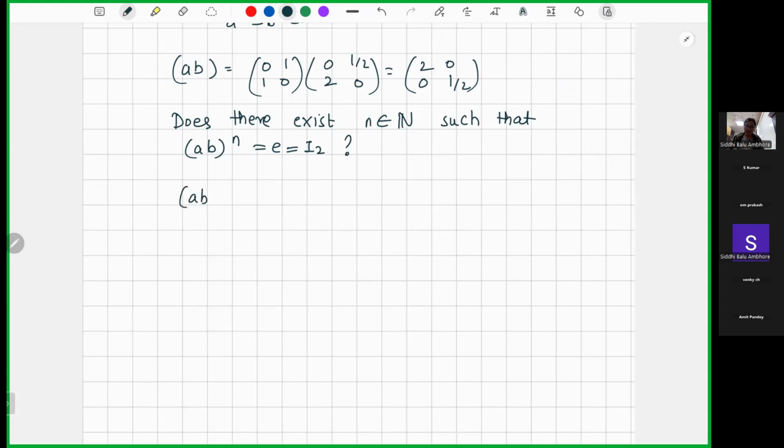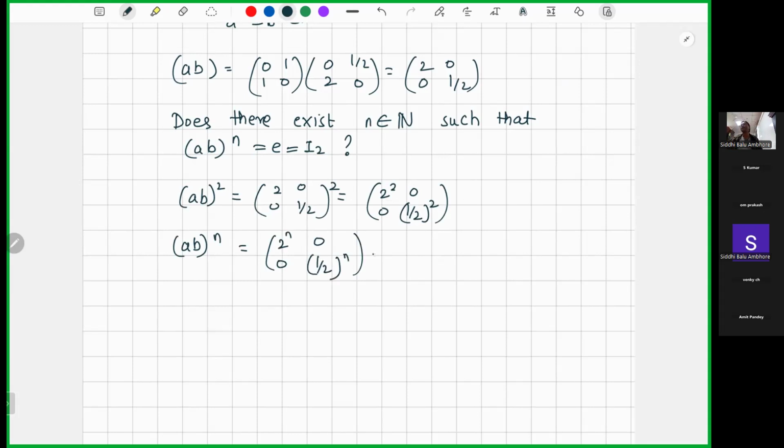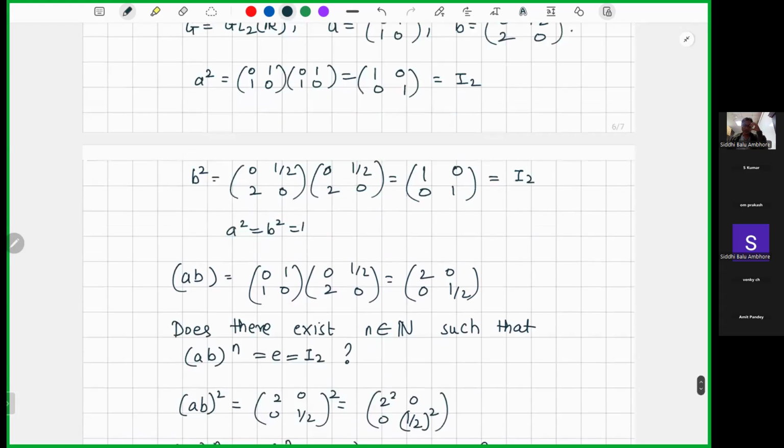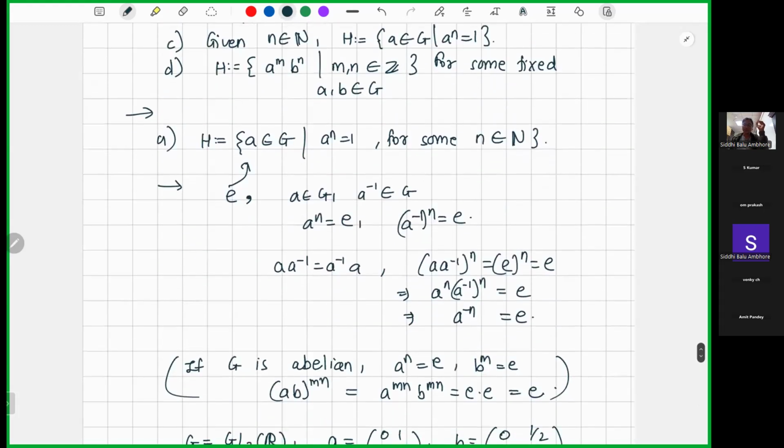No, right? Because AB square is what? This is [[2, 0], [0, 1/2]] square, which is [[2 square, 0], [0, (1/2) square]]. So in general, for any n, this holds: [[2 power n, 0], [0, 1/2 power n]]. Since we are in diagonal matrices, just diagonals get multiplied component wise. So this is not equal to identity for any n in natural number. So that's why this is not a group.